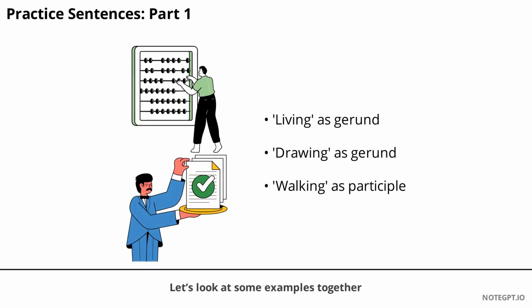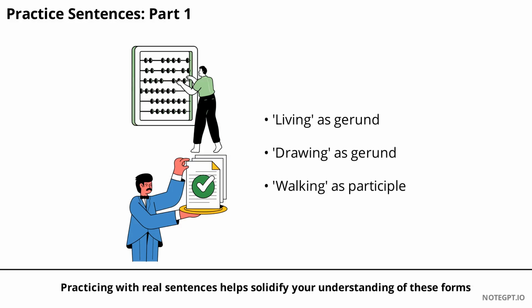Let's look at some examples together. In "I miss living in the city," living is a gerund, acting as the object of "miss." In "I enjoy drawing portraits," drawing is also a gerund, the object of "enjoy." But in "Walking around the car, they inspected the tires," walking is a present participle, describing what they were doing while inspecting. Practicing with real sentences helps solidify your understanding of these forms.